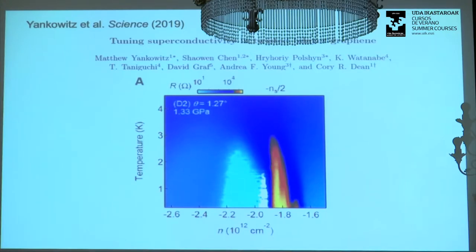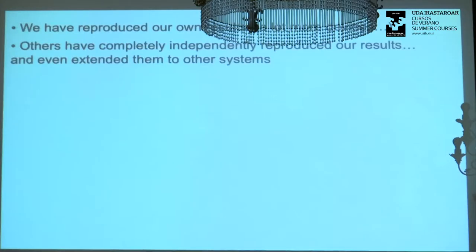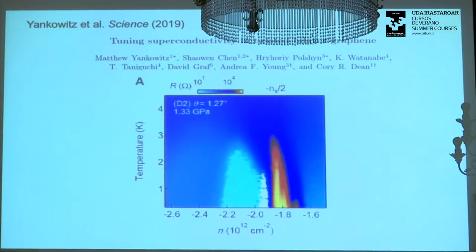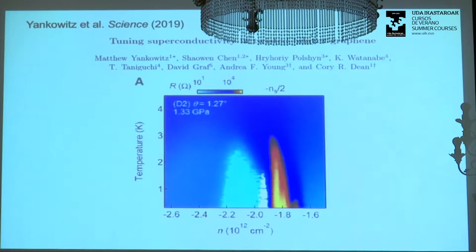Remember, I told you that this magic angle condition depends on the twist angle. It depends on the interlayer tunneling between the two graphene sheets. So they did the following. First of all, they made a magic angle device, and they saw correlated insulator states and superconductivity, so they reproduced our results. Then they fabricated a device with an angle which was larger than the magic angle, 1.27 degrees, as you can see here.